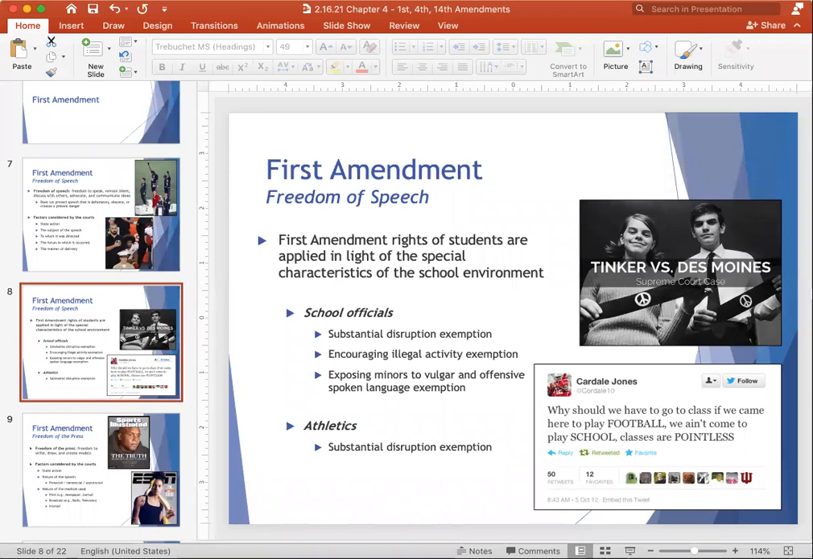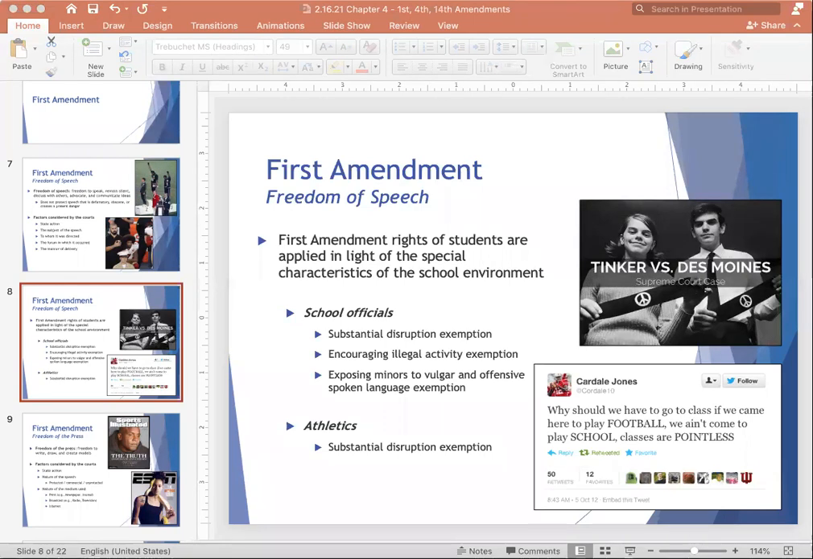Now, the pictures on this slide, oh my goodness, the Tinker versus Des Moines case is a critical case when it comes to freedom of speech and student rights. This case is back in 1965. It went all the way up to the Supreme Court and was just a huge precedent when it comes to students' rights to free speech when in schools.